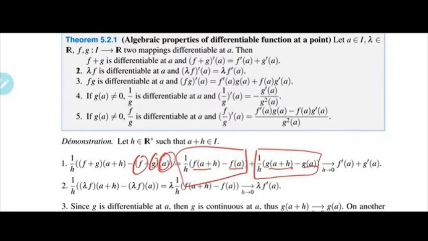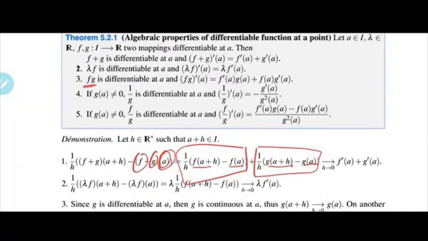In the second property, if we have lambda f differentiable at a, then the derivative of lambda f at a is equal to lambda times the derivative of f at a. And this can be proven a little bit as for the first property. The third one says that the product of two functions, f times g, is differentiable at a as well, and the derivative of f g at a is equal to f prime at a times g of a plus f of a times g prime at a.